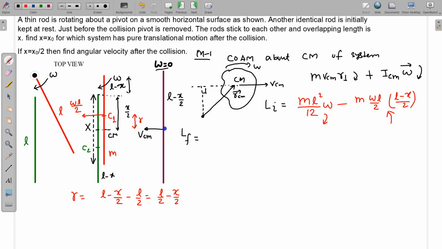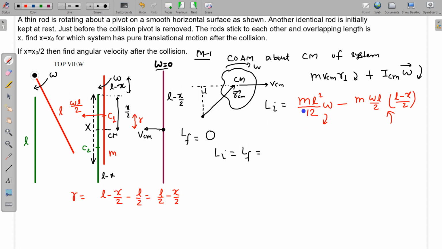Obviously, if we are writing about the center of mass only, then the velocity passes through the center of mass. So r vector will become 0, r perpendicular will become 0. The translational term is 0 because r is 0, and the rotational term is 0 because omega is 0. So if I am writing about this point, then L final will be 0. So L initial is equal to L final. This is our equation.